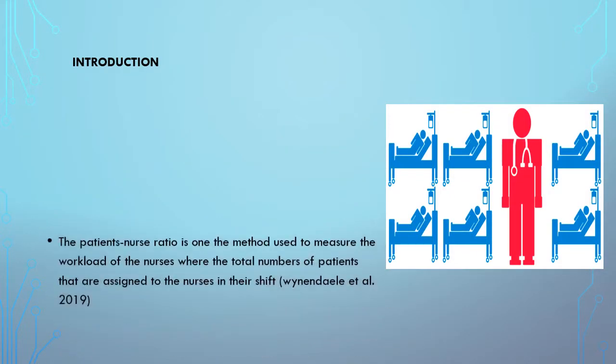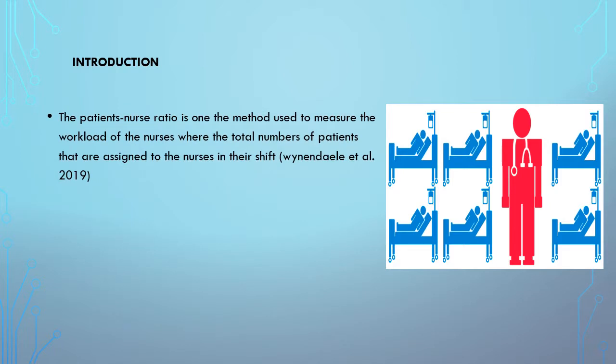I would like to define the term patient-nurse ratio. Patient-nurse ratio is one of the methods used to measure nurses' workload in the hospital setting, where the total number of patients are allocated to the nurse in their shift. The patient-nurse ratio method was established to maintain nursing staff and determine the care load.